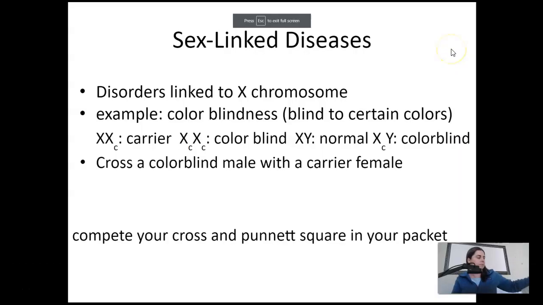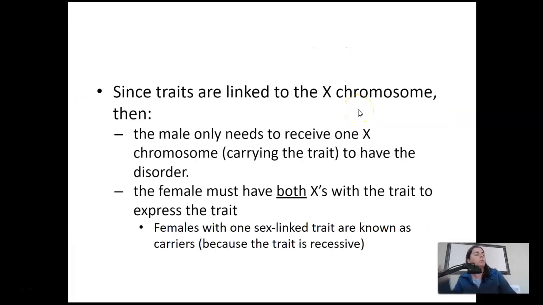So hopefully you got that. Okay. Then there's a little bit more information. Since traits are linked to the X chromosome, that means the male only needs to receive one X chromosome carrying the trait to have the disorder. He only has one X chromosome, so if it's recessive, you would have to have two if you were female to have the trait. So the female must have both X's with the trait to express the trait. Females with one sex-linked trait are known as carriers because that trait is recessive. So their normal X will dominate over the traited X chromosome.